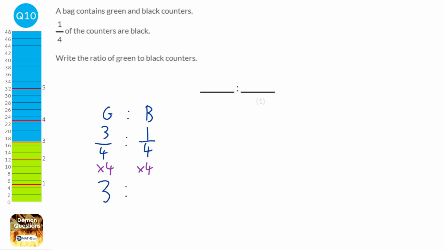And 1 divided by 4 times 4 is just going to be 1. Now, this might surprise some people because they will probably think it's a ratio of 4 to 1, but we can show here that it's a ratio of 3 to 1.